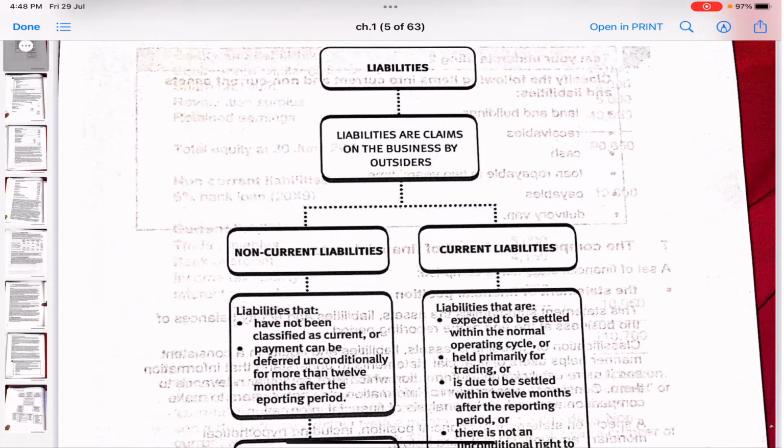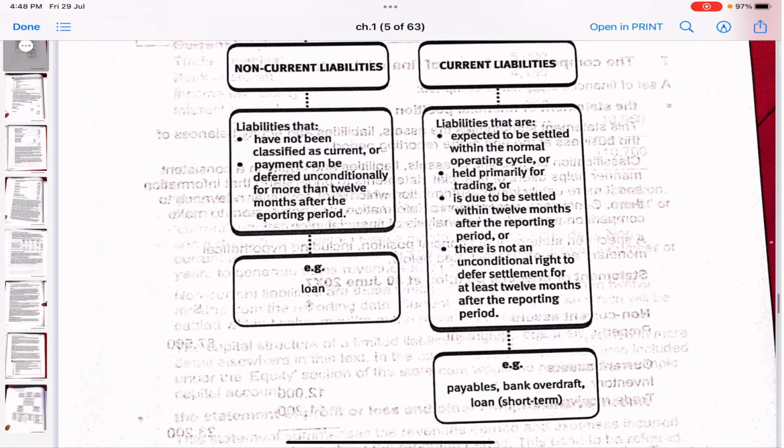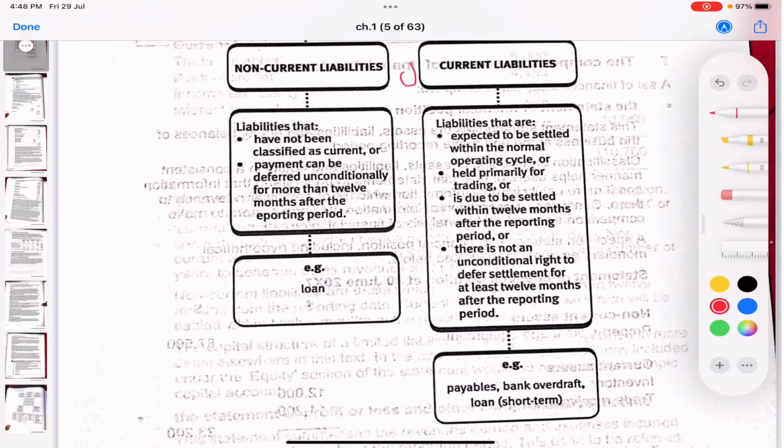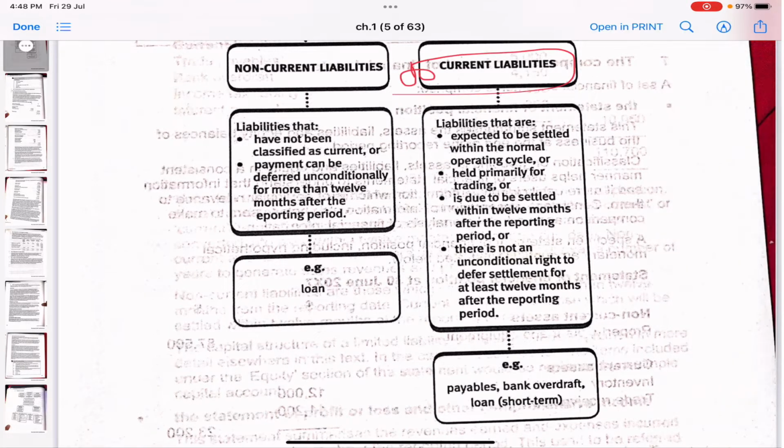Liabilities are claims on the business by outsiders. Let's first see current liabilities. Current liabilities are liabilities that are expected to be settled within the normal operating cycle, or held primarily for trading, or due to be settled within 12 months after the reporting period, or where there is not an unconditional right to defer settlement for at least 12 months after the reporting period.